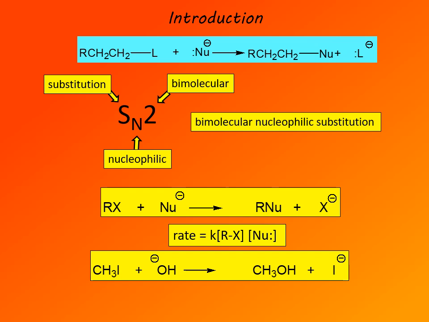Here is one specific example. Reaction of iodomethane with hydroxide, like sodium hydroxide, gives methanol, and the iodide anion is the leaving group. So then the reaction rate depends on the rate constant and the concentration of iodomethane and hydroxide anion.